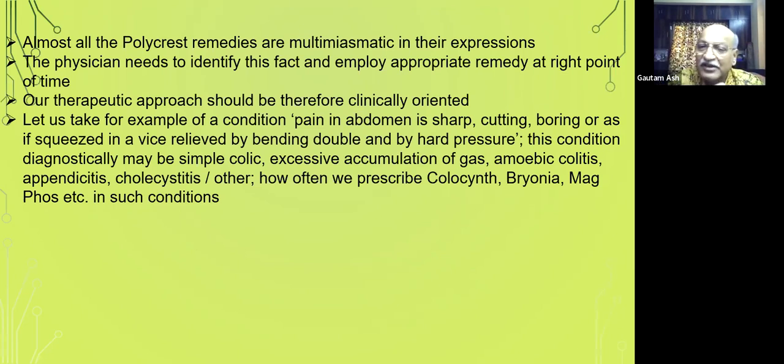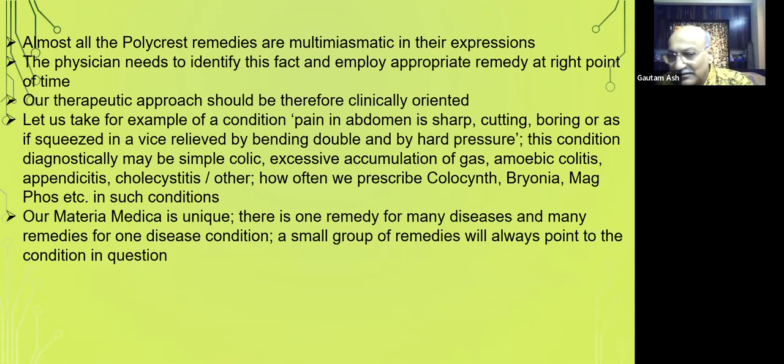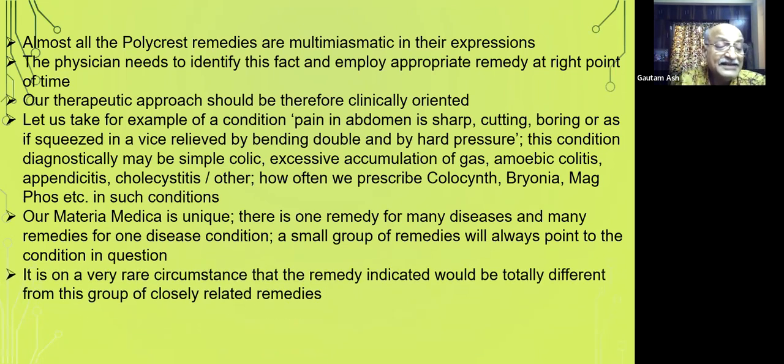We have to find out the cause. We have to see the pathology. We have to see the stage it is in, whether psora, syphilis, or sycosis. Accordingly, we have to select the medicine, and the required intercurrent medicine to be given, we give. In the acute stage, acute remedies we will be giving. Our Materia Medica is unique. There is one remedy for many diseases and many remedies for one disease condition. A small group of remedies will always point to a condition in question. It is only in very rare circumstances that the remedy indicated would be totally different from this group of closely related remedies.